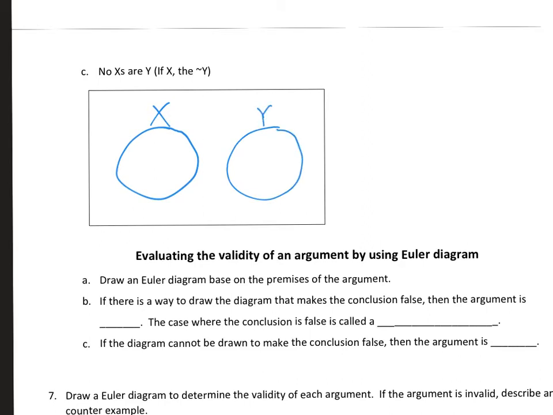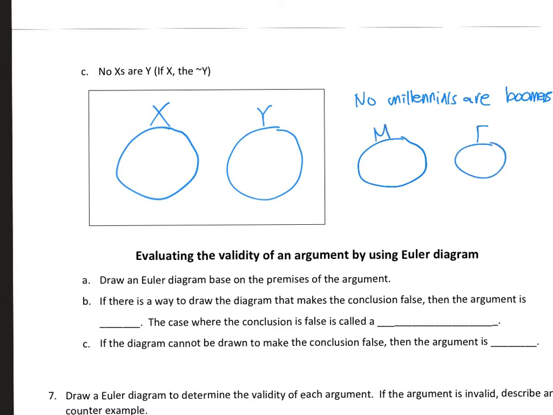So for example, I can say no millennials are boomers. Well, in this case, the millennials and the boomers, I mean, you cannot be a millennial and a boomer at the same time, right? So again, notice that no circle is inside the other circle. They don't even have an overlap. They're completely separated. This is when you have no x's are y.